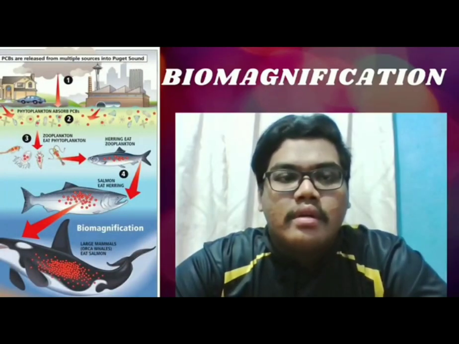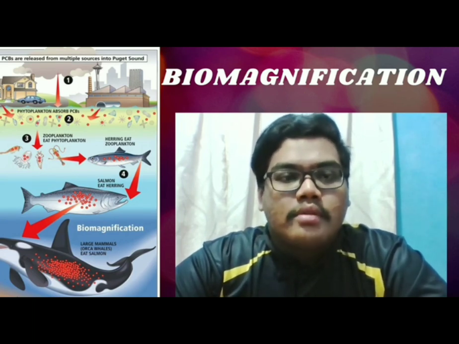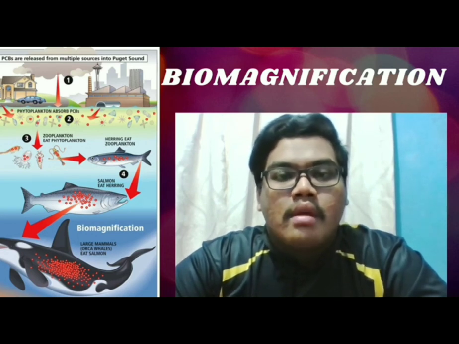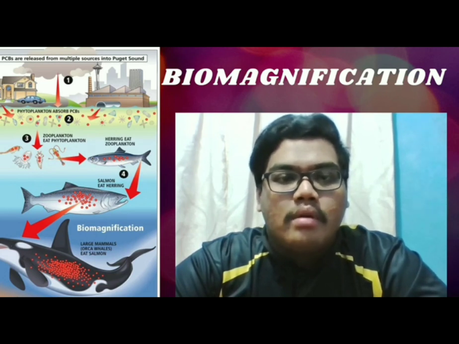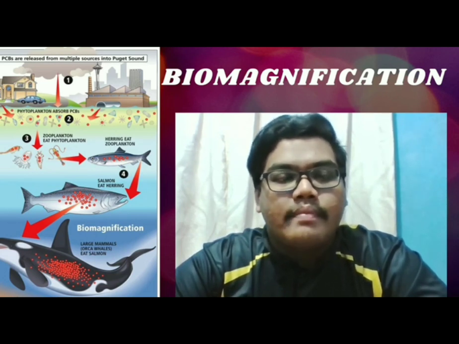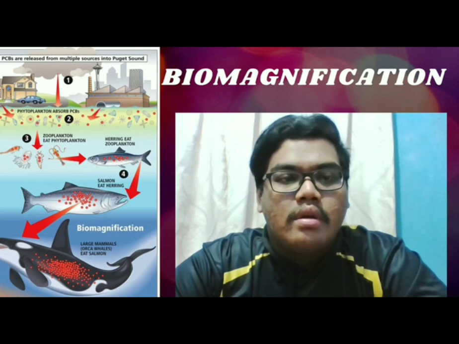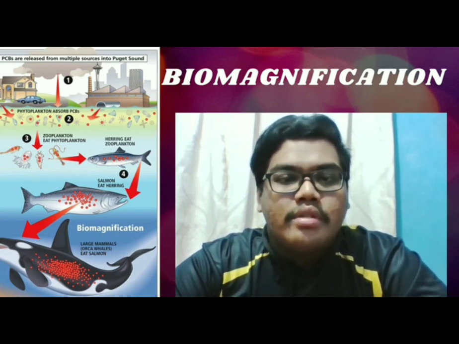An example of the result of biomagnification. Phytoplankton absorb polychlorinated biphenyl, PCB. Zooplankton eat phytoplankton, which have 2 parts per million mercury, ppm. After that, herring eat 2 zooplankton, which can accumulate 4 ppm mercury in their own body. Next, salmon eat 2 herring, which can accumulate 8 ppm mercury in their own body.